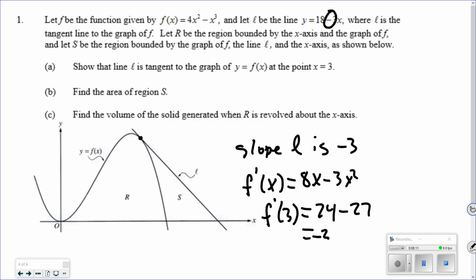So what I just showed is at 3, f has a slope of -3. So they got the same slope right there. Okay, so that means that it is tangent to it. So what I may want to talk about is how to find region S. That's the main one I want to talk about.